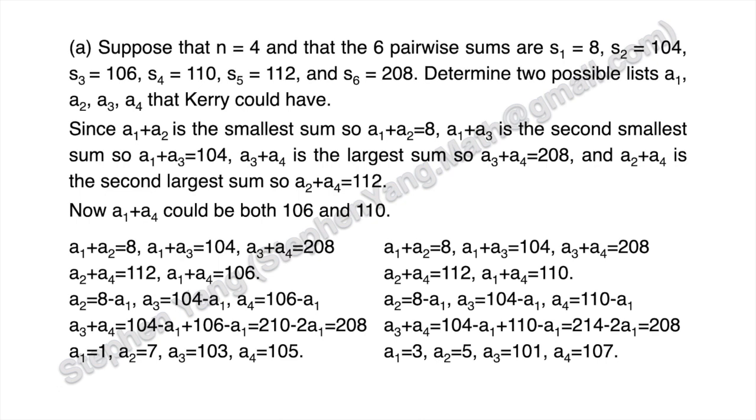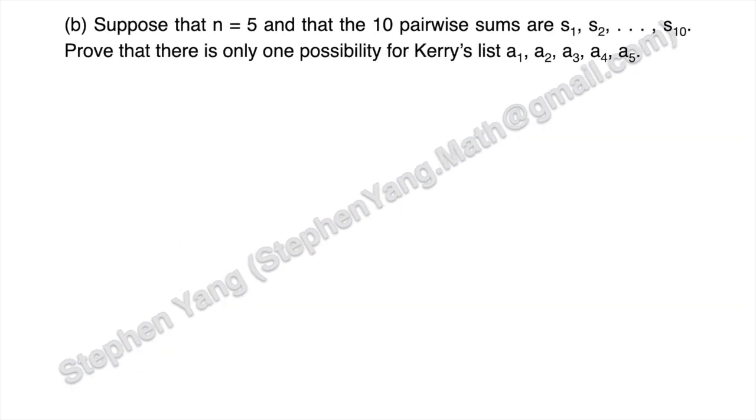And now let's consider the second scenario, that is a1 plus a4 equals 110. In this scenario, we will have a1 equals 3, a2 equals 5, a3 equals 101, and a4 equals 107. So there we have our two lists of a1, a2, a3, and a4, which are 1, 7, 103, 105, and the other is 3, 5, 101, 107. And now let's get into part B.